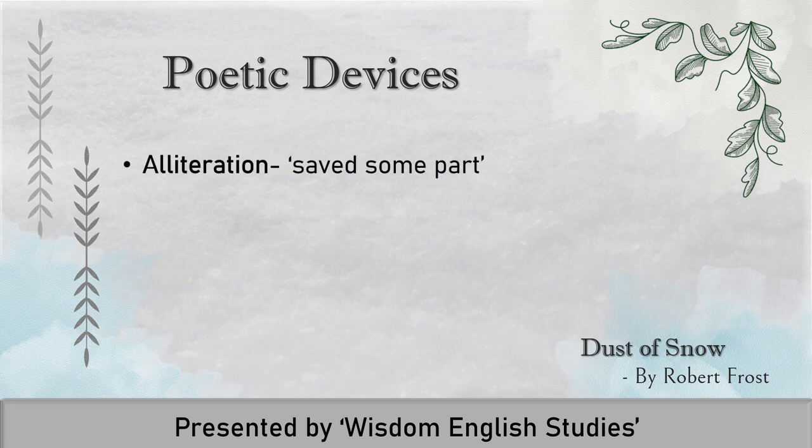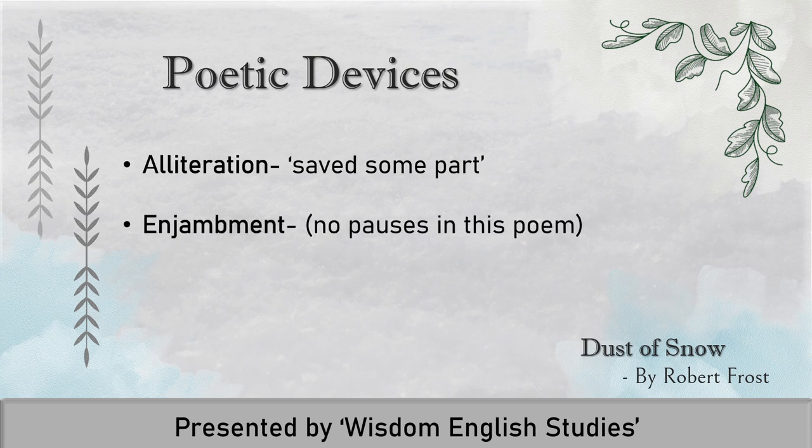Alliteration. This poetic device is where a specific alphabet is repeated once or more than once in a sentence or a phrase. Like here, saved some part is a phrase where the alphabet S is repeated once. Enjambment. It is the poetic device where there are no breaks in the poem. In this poem, we can see that there are no commas and the whole poem is written in just one line.